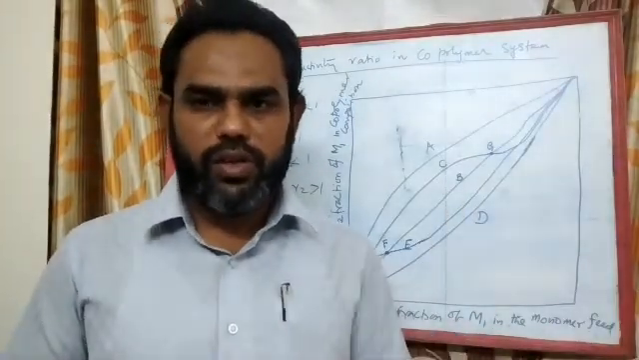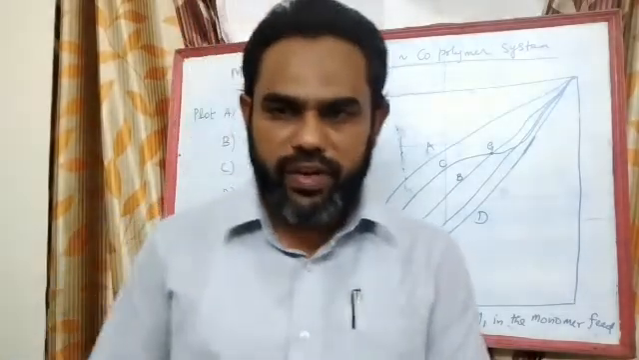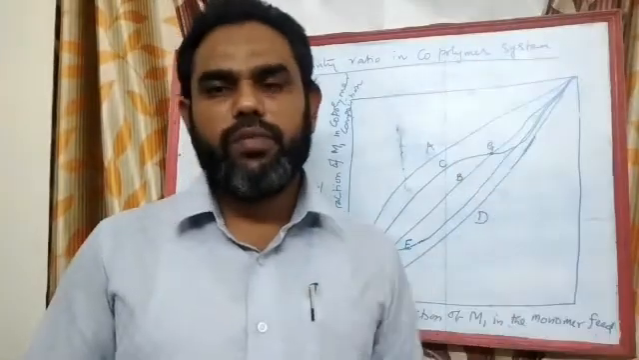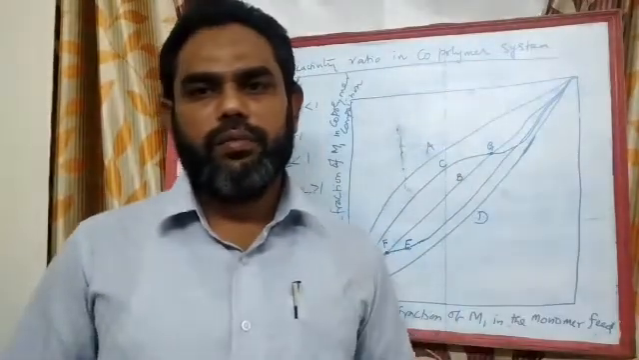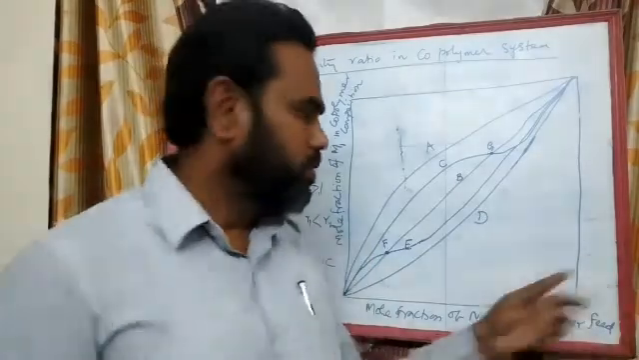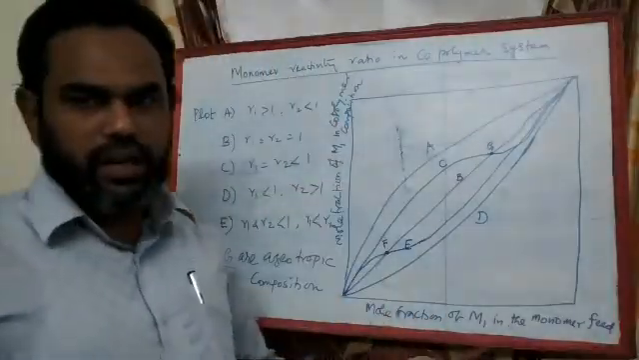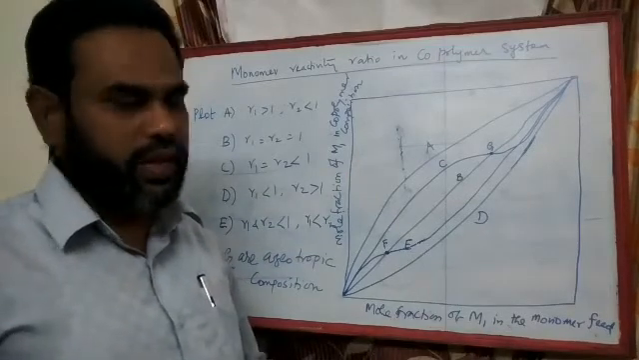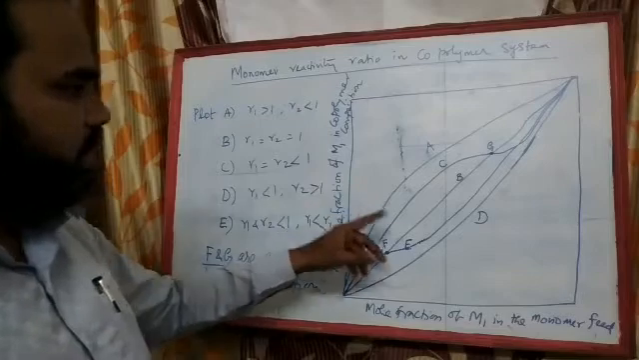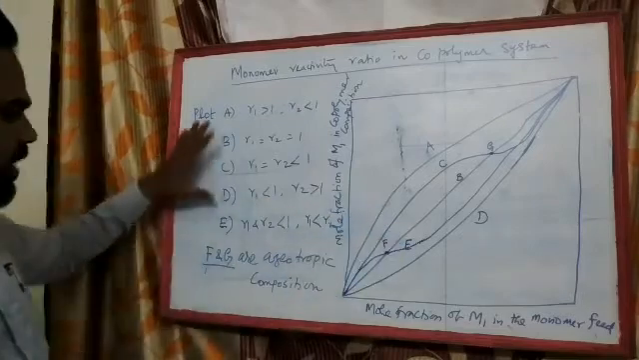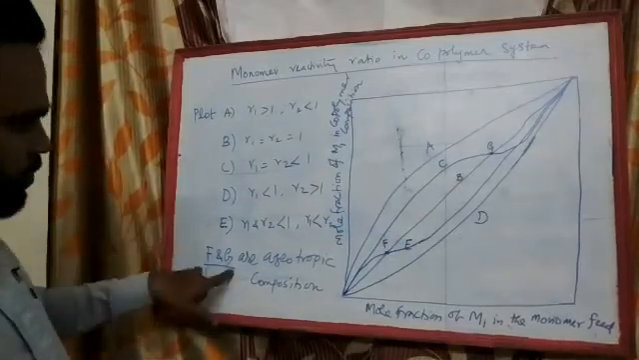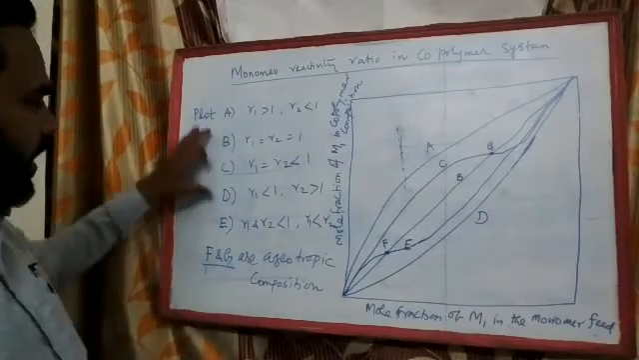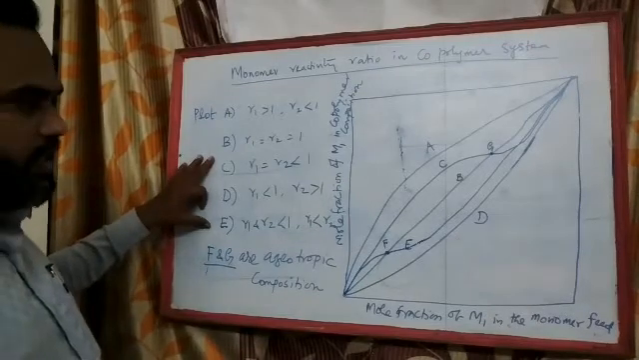Okay, how much of the monomer you are giving as a feed, and how much of the same monomer is present in the copolymer. This plot will give you the different systems with different reactivity ratios. You can find there are A, B, C, 5 systems here and 2 points. F and G are the azeotropic points. These 5 different systems have been depicted in the diagram.